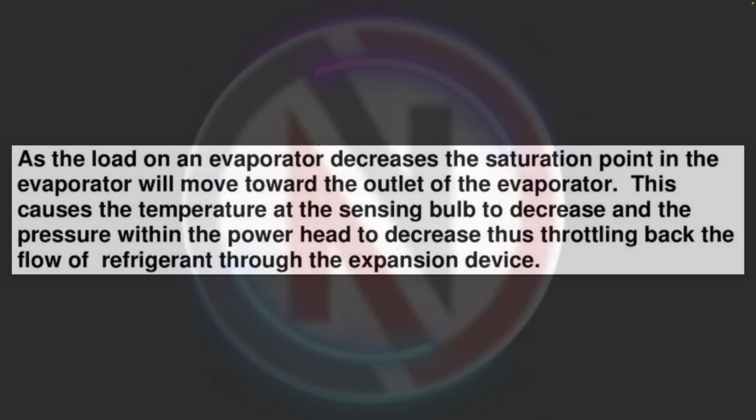As the load on an evaporator decreases, the saturation point in the evaporator will move toward the outlet of the evaporator. This causes the temperature at the sensing bulb to decrease and the pressure within the power head to decrease, thus throttling back the flow of refrigerant through the expansion device.